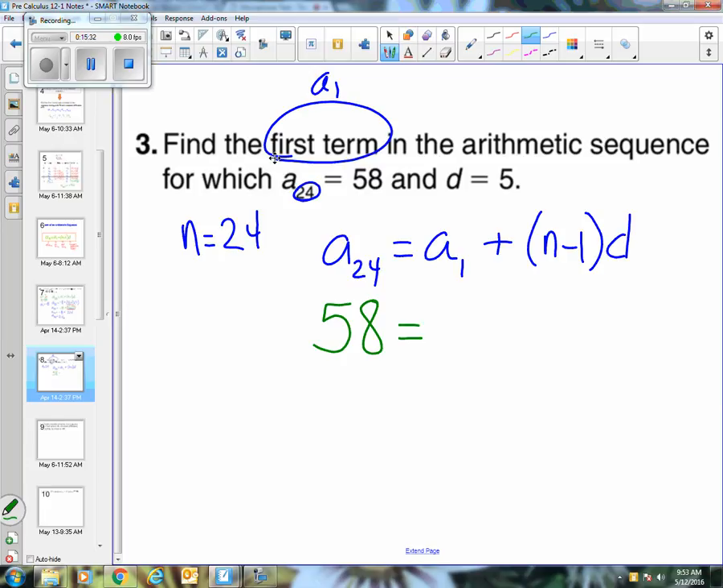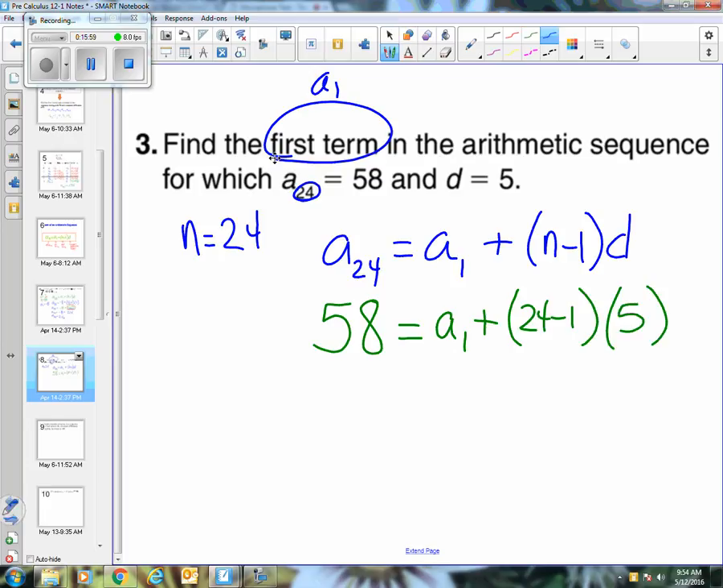A lot of people get kind of confused, and when they say the 24th term, they just put a 24 for the term. That's where it is in the list, not what the number itself is. So when I say the 24th term, I mean that's the 24th thing in the line, but what it's equal to, its value, is 58. So just be clear on which number that is. We're solving for A1. We don't know what that is. 24 is n. My common difference is 5.